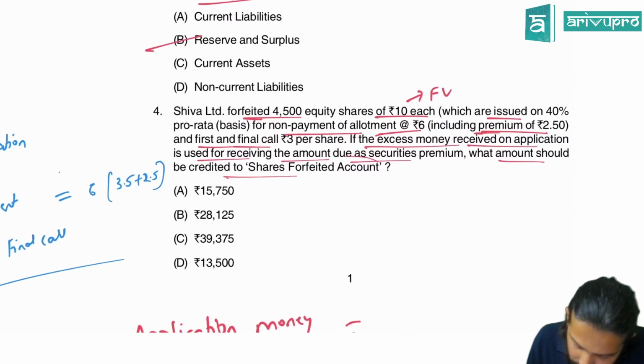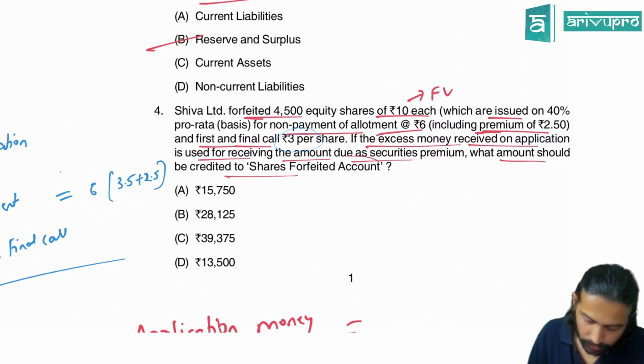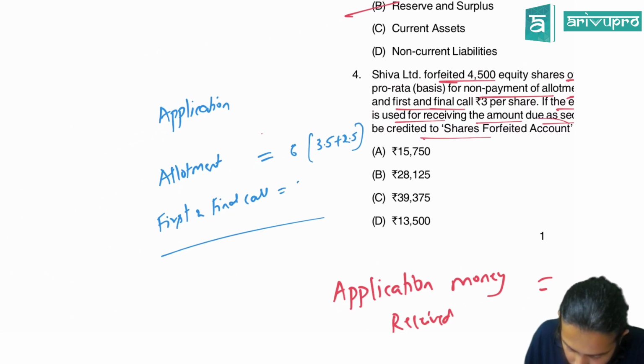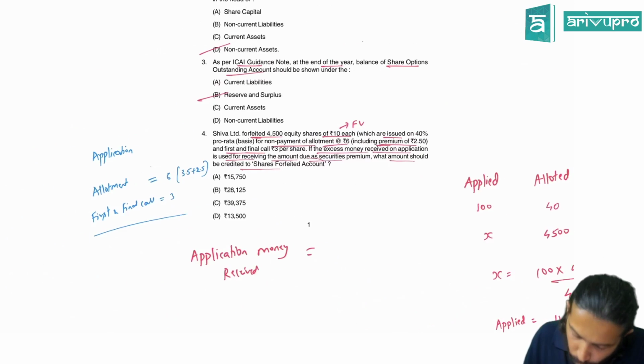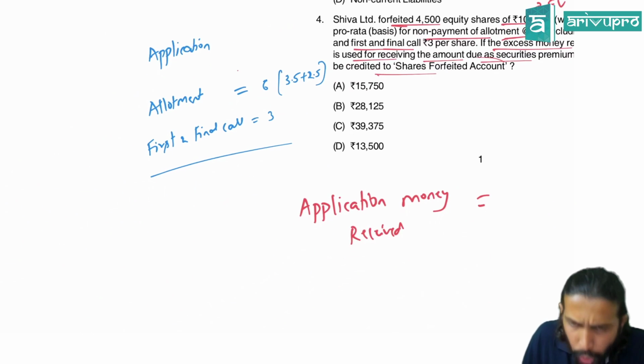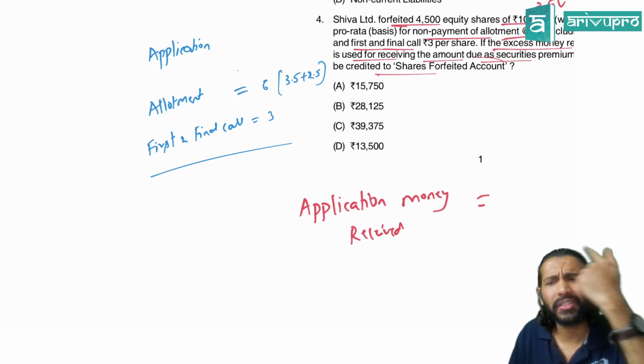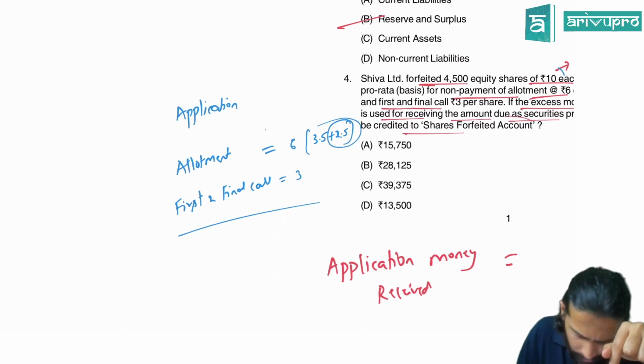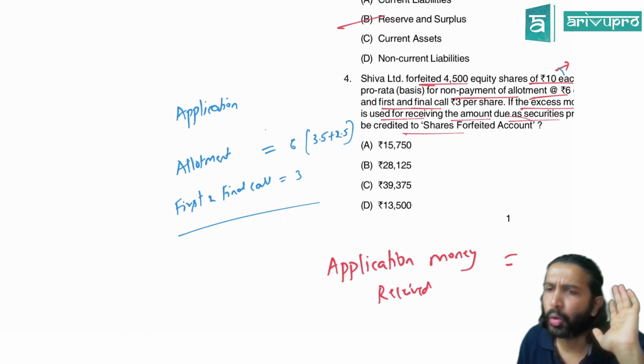Okay, check. What is the first and final call money? First and final call money is 3 rupees. Do you know the face value of the share, sir? Yes, face value of the share is 10 rupees. But were these shares given at face value or at a 2.5 rupees premium? They gave a 2.5 rupees premium.